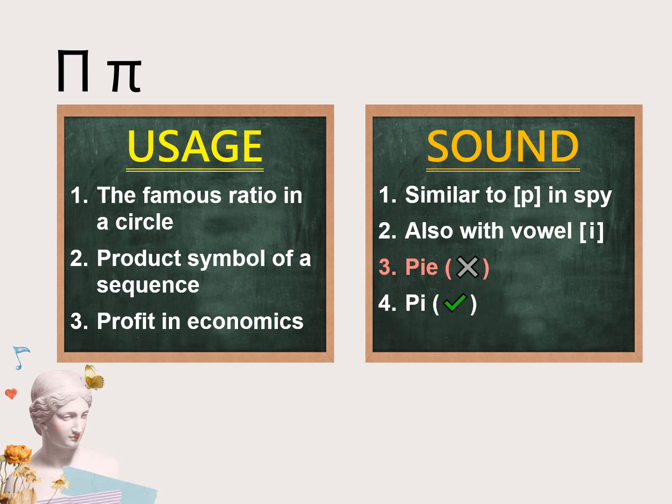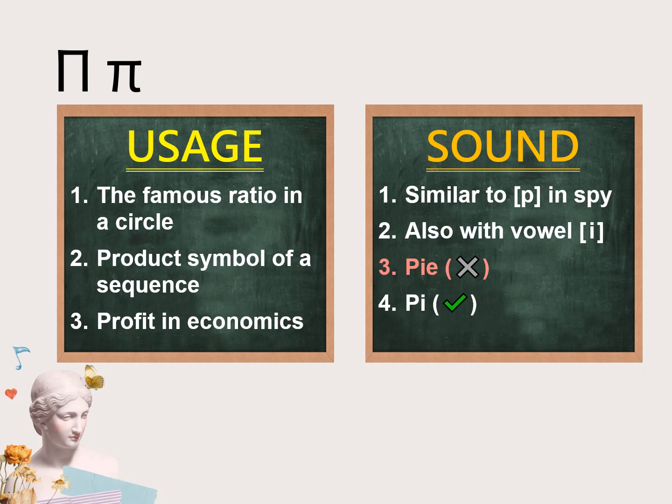When you see this letter, I bet you read it pi, right? It is a famous ratio of a circle's circumference to its diameter. It is also used as a symbol for the product of a sequence. The economists take it to represent the profit of the business as well. It is proof that this letter is pretty popular among mathematics and economics.